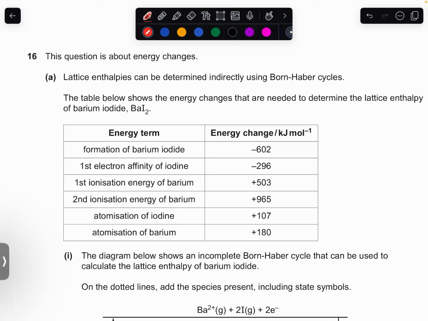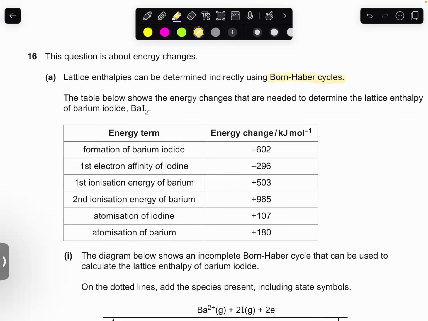We will be looking at question 16, June 2023 paper. This question is on lattice enthalpy. Lattice enthalpies can be determined using the Born-Haber cycle. The table below shows you the energy changes taking place.